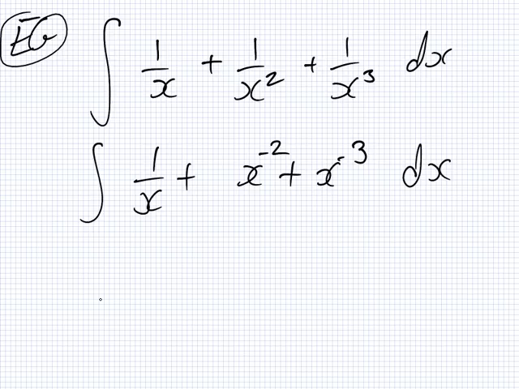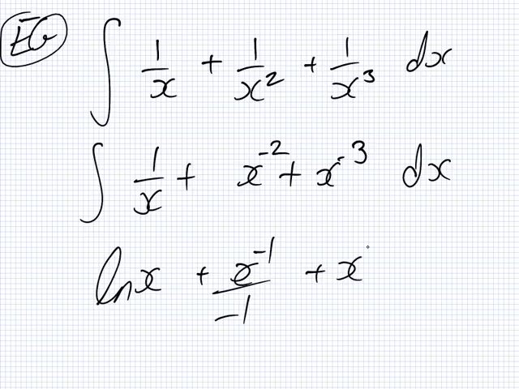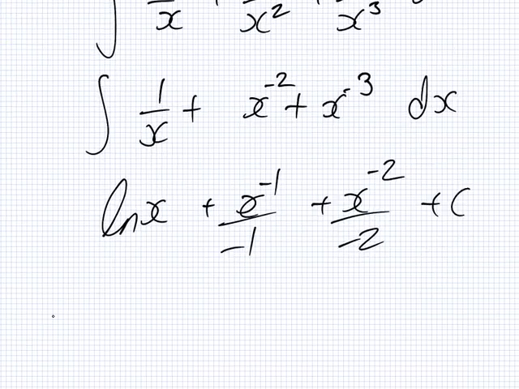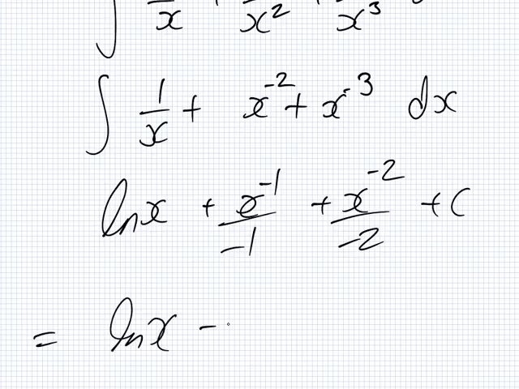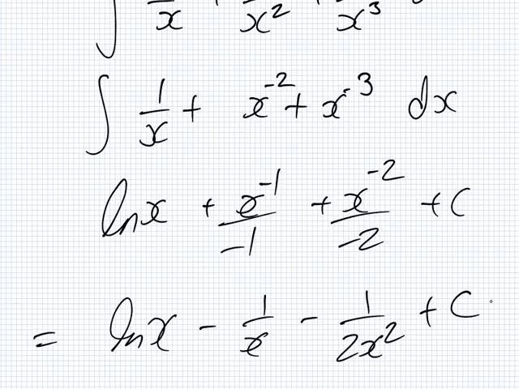So this one becomes log x. This one becomes x minus 1 over minus 1. And this one becomes x minus 2 over minus 2 plus c. So the answer is log x minus 1 over x minus 1 over 2x squared plus c. Okay, please write that down.